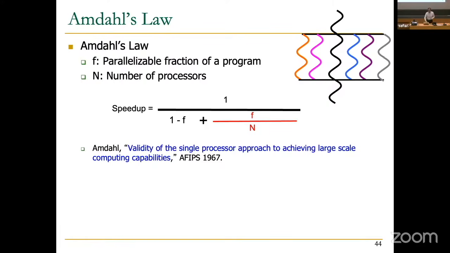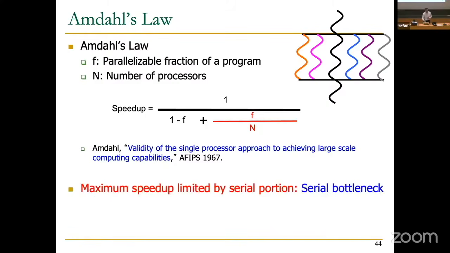But the problem is 99.99% is very hard to get, right? Basically, that means that you need to do very, very little work in the serial part of the program. And the serial part of the program can be just distributing tasks to many, many processors, right? And that can take time, right? You need to really, really minimize it. So that's why Amdahl's law is so strong.